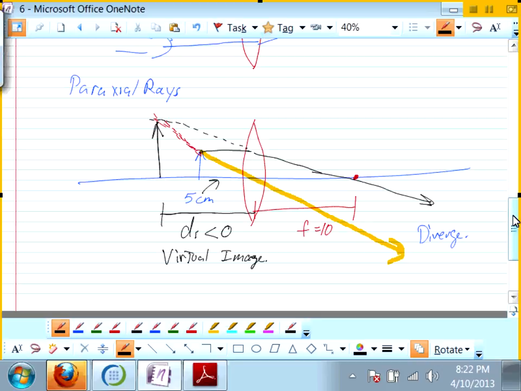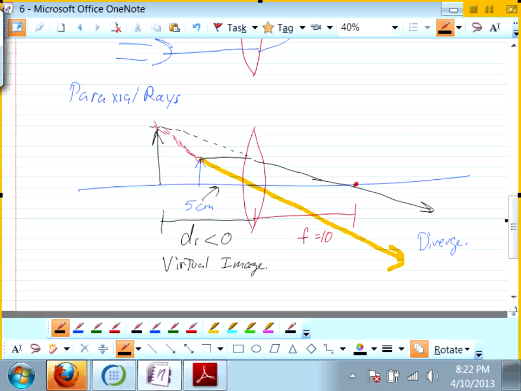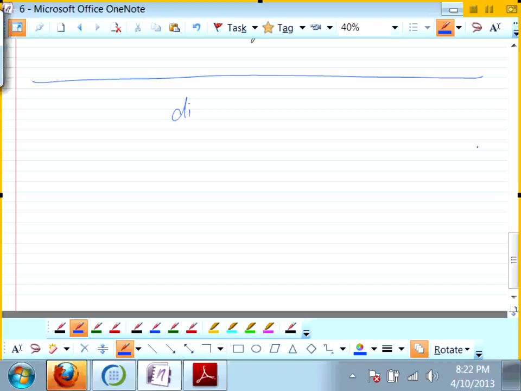Questions about that? Thank you for bringing that up. It's a real good question because it does cause a lot of confusion. Anyone still confused about that? Exactly. And since it's coming up in the next problem anyway, we'll talk about a diverging lens.